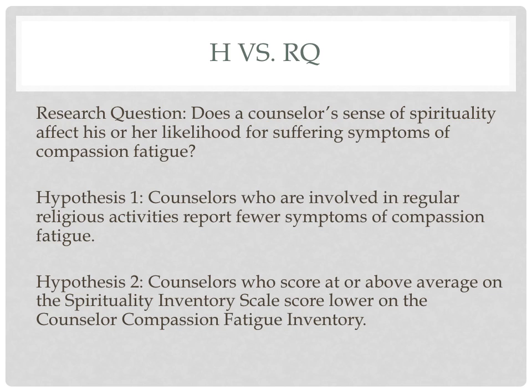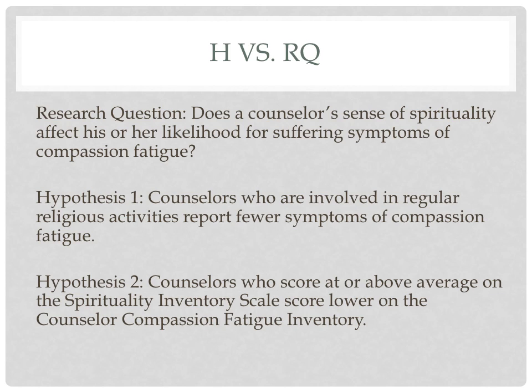Hypothesis 2 is tackling the exact same thing, but notice the wording. Counselors who score at or above average on the spirituality inventory scale score lower on the counselor compassion fatigue inventory. So hypothesis 1 is using the constructs or the concept, the variables in itself, to talk about the research question and formulate their best guess based on it.